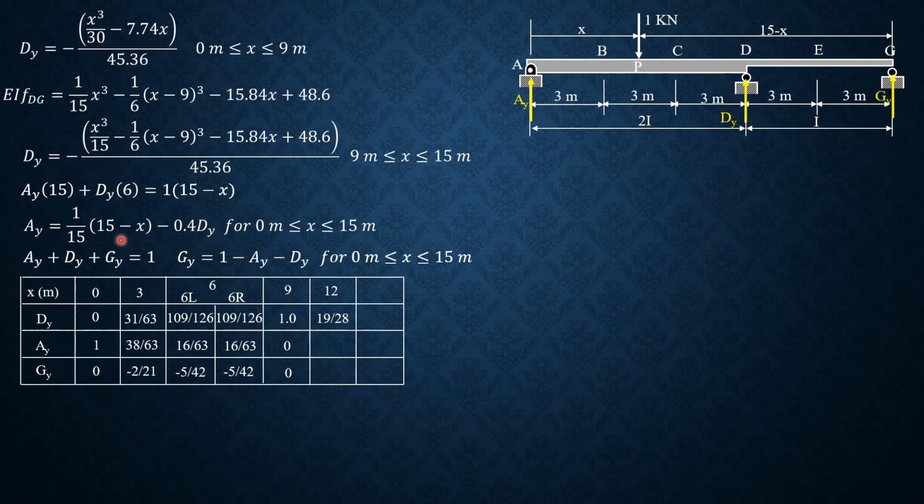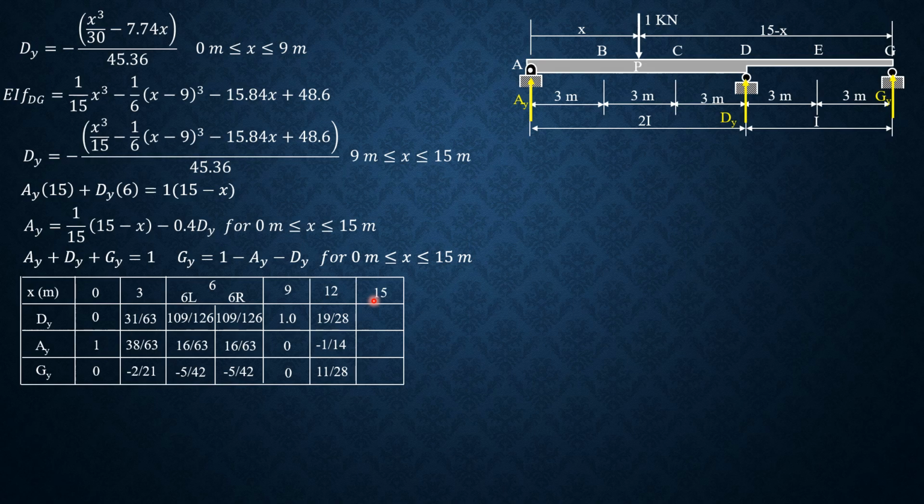Ay is 15 minus 12, 3 over 15, so 0.2. Then 0.2 minus 0.4 of 19 over 28, so ay is negative 1 over 14. Then gy is 1 minus negative 1 over 14 minus 19 over 28. So gy is 11 over 28.